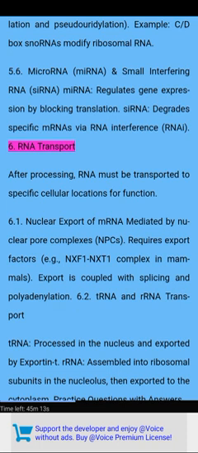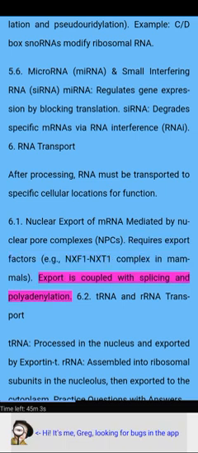6. RNA transport. After processing, RNA must be transported to specific cellular locations for function. 6.1. Nuclear export of mRNA is mediated by nuclear pore complexes (NPCs). It requires export factors, for example the NXF1-NXT1 complex in mammals. Export is coupled with splicing and polyadenylation.